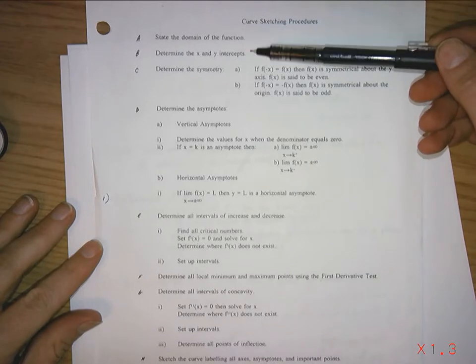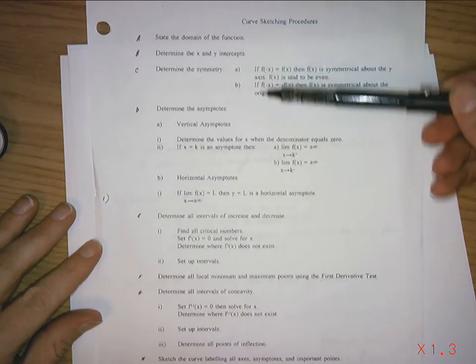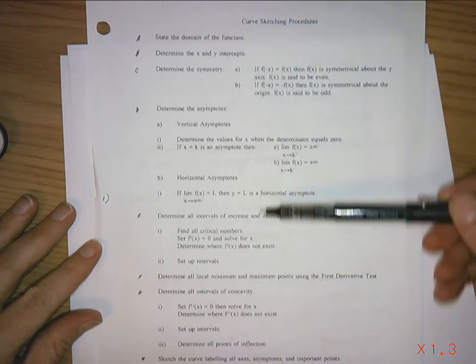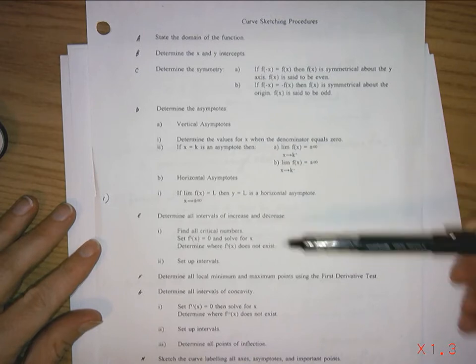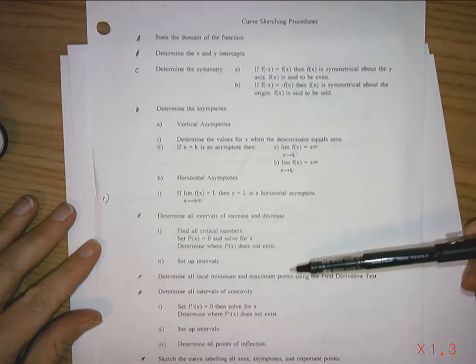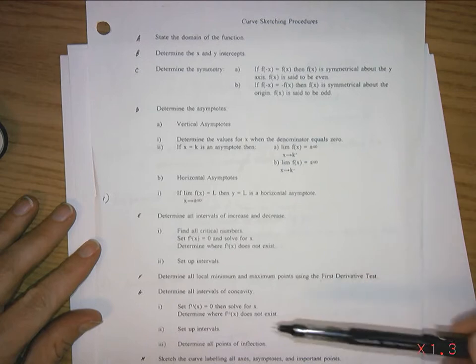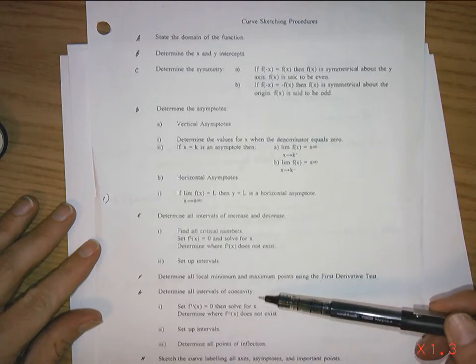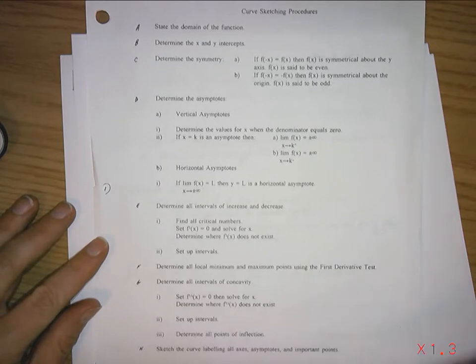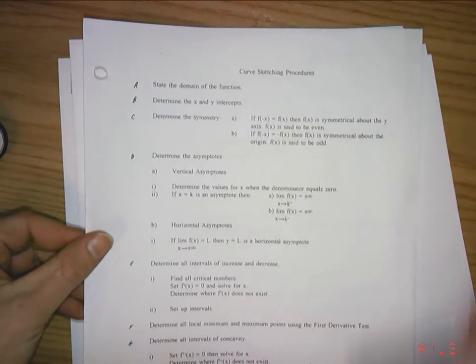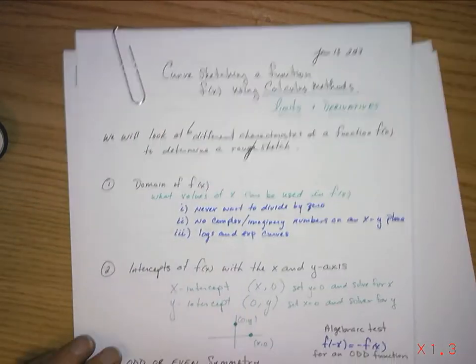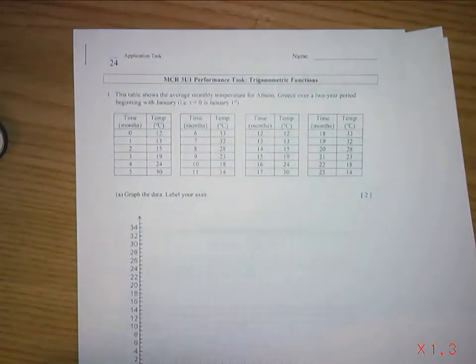We're going to look at the domain, the intercepts, the symmetry, asymptotes, intervals of increase and decrease, and any local maximums or minimums. Then we're going to take a look at any intervals of concavity, and that's through the second derivative test, and then we're going to sketch it all. So this is a sheet that has all the procedures laid out on it. It basically has all of this information just on one typed sheet. So that's grade 11, we'll get rid of that.